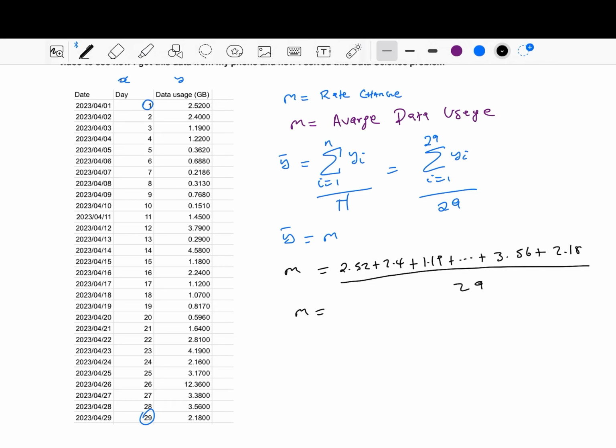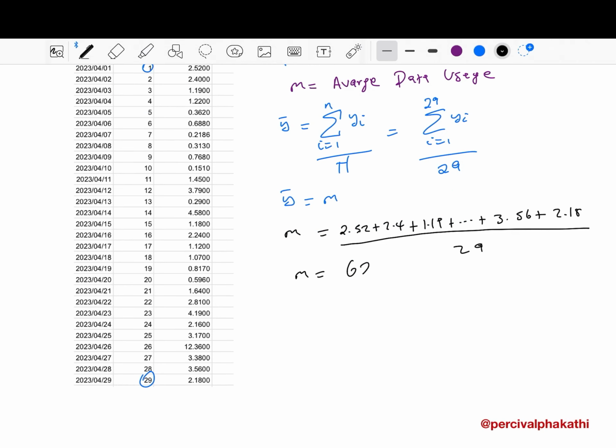I'll be doing that as well. All right, I'm getting 62.4136 divided by 29. So say 62 divided by 29. So your gradient is 2.1522. Let's put it that way. So that is your gradient.